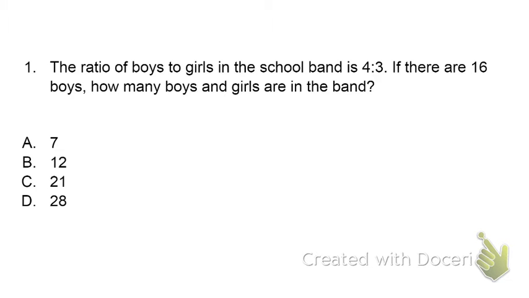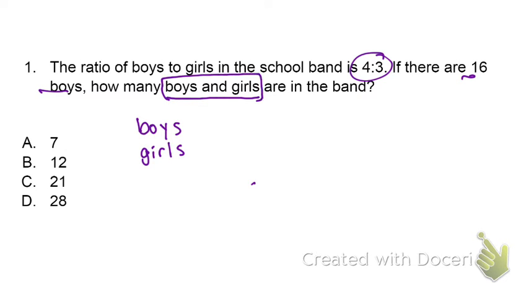All right, so this actually goes right back to the 6th grade level of work that we've done with our ratios and proportions. The ratio of boys to girls in the school band is 4 to 3. If there are 16 boys, how many boys and girls? Uh-oh. All right, so it's a ratio table. I'm going to write down boys and girls. But then the end is saying how many boys and girls. So that means I need a total.